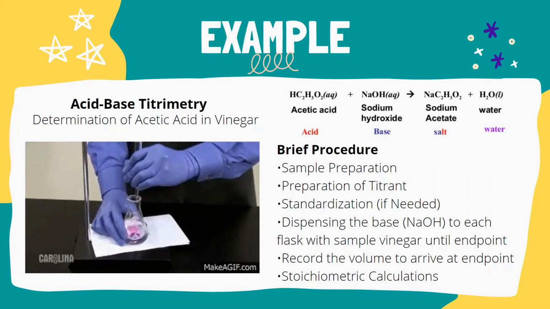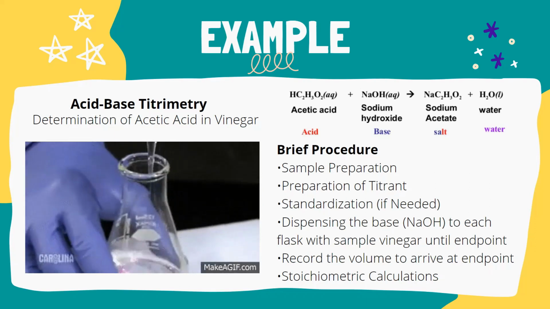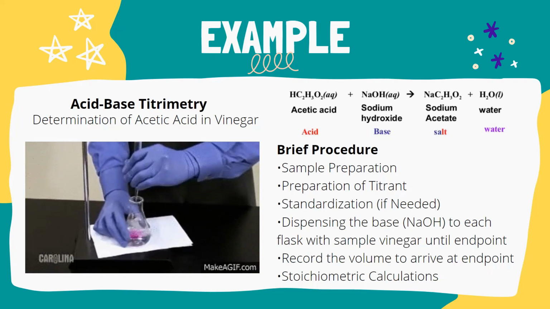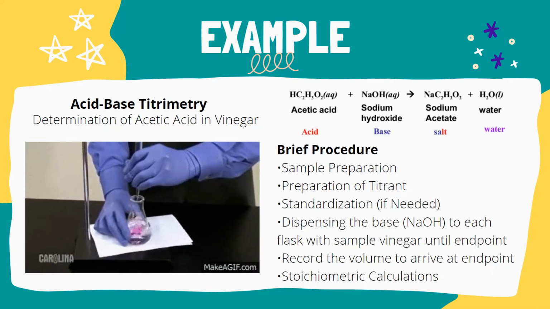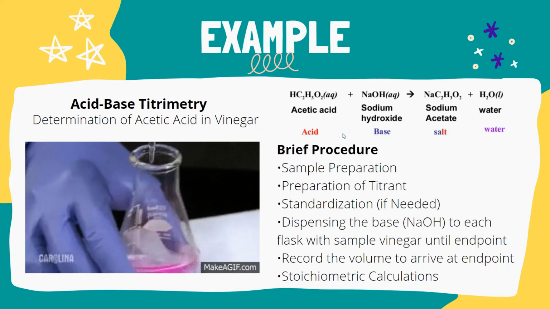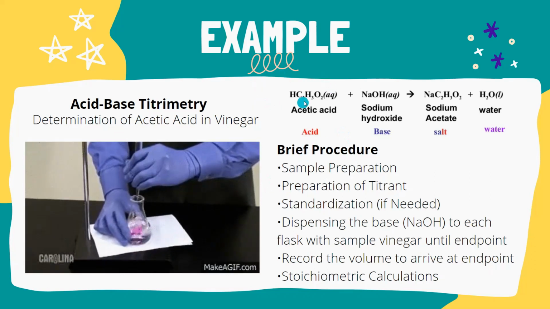As part of its brief procedure, you do sample preparation of the titrant, standardization if needed, adding of the most appropriate indicator, then dispensing the base, in this case sodium hydroxide, to each flask with sample vinegar until endpoint, record the volume to arrive at the endpoint, and then stoichiometric calculations. So what's really happening in acid-base titrimetry in this case is that you have the acetic acid reacting with your sodium hydroxide. So what happens when an acid and a base react with each other? They form salt and water.